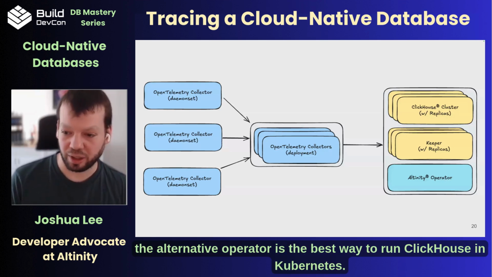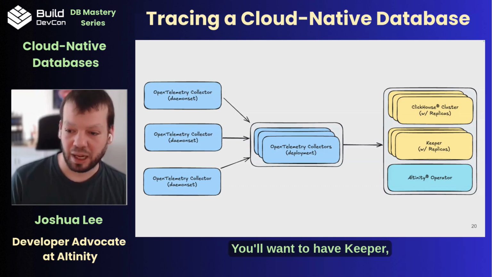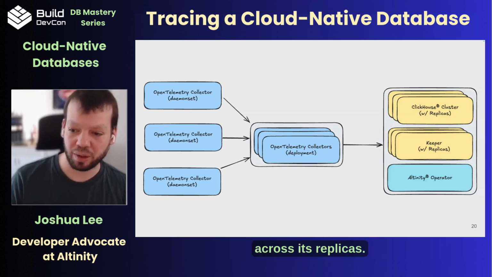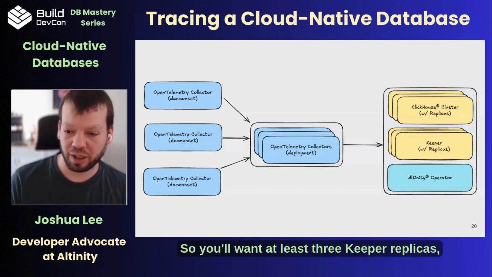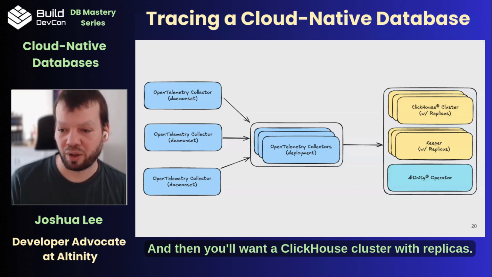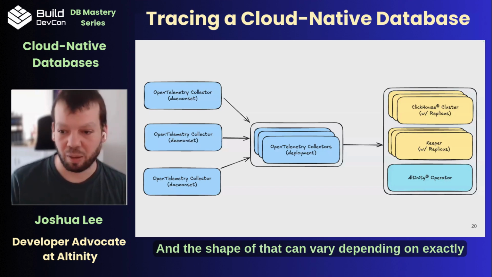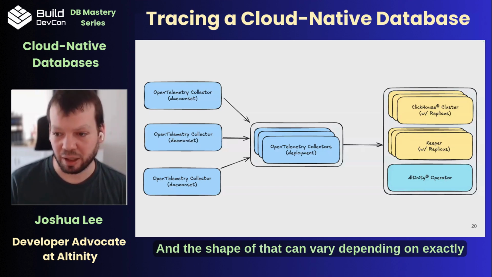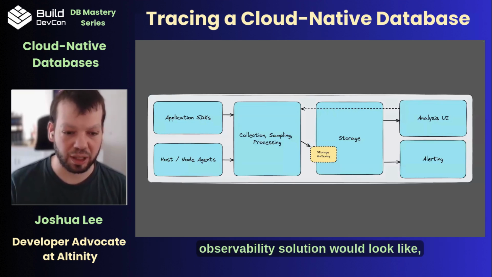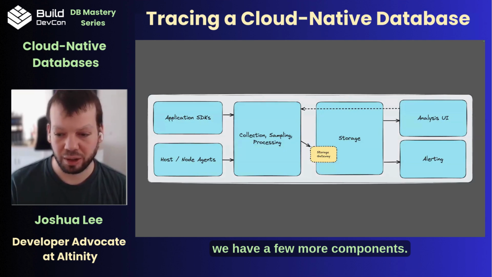And then if we're talking about production, if you're running in Kubernetes, the Altinity operator is the best way to run ClickHouse in Kubernetes. You'll want to have Keeper, which is how ClickHouse maintains state and quorum across its replicas. So you'll want at least 3 Keeper replicas, probably exactly 3. And then you'll want a ClickHouse cluster with replicas. The shape of that can vary depending on exactly what you're trying to do. But if we zoom out a little bit and look at what a full observability solution would look like, we have a few more components, right?